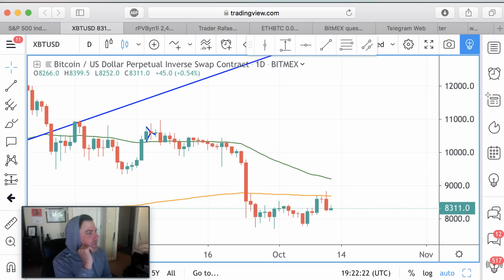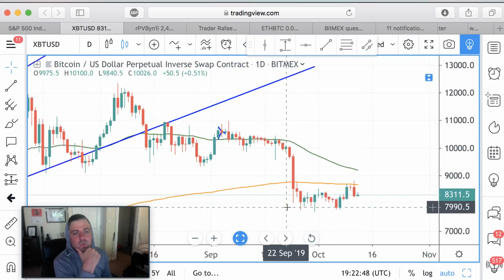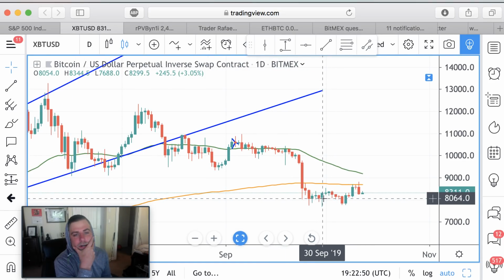Julian asked, will we see 6.5K? Impossible to say. We might not. I would give it a 35, 40, 45% chance. We'll say 40% chance that we see 6.5K or lower. I'd give it a 60% chance that this was the bottom.